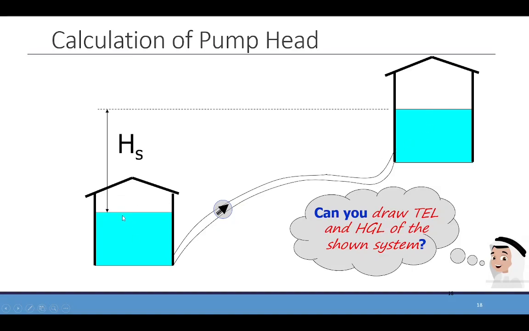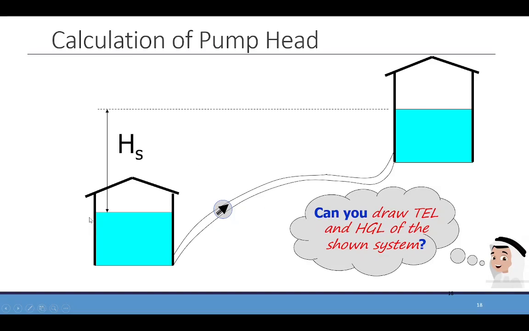If you imagine that we want the water to move from the lower tank to the higher tank, the particles of the water need first to beat the static head, second to beat the friction losses that will take place while moving from the suction tank to the delivery tank, and also to beat the local losses that come from the bends, the exit and inlet losses, the elbows, the valves, and the fittings. So all of these losses will be included in the calculation of the head of the pump.